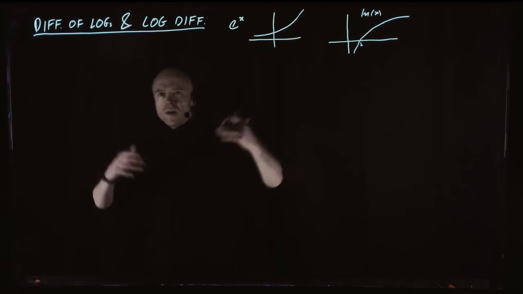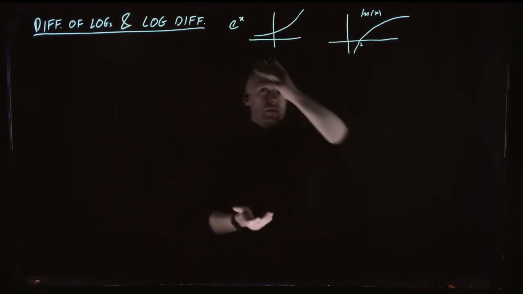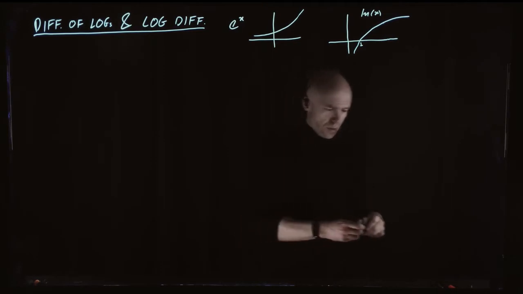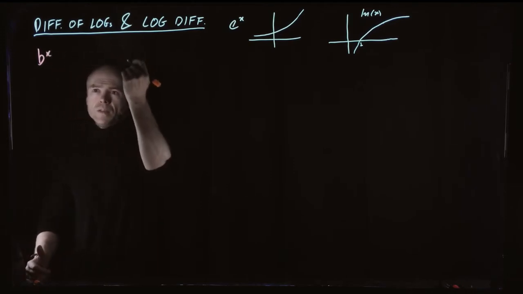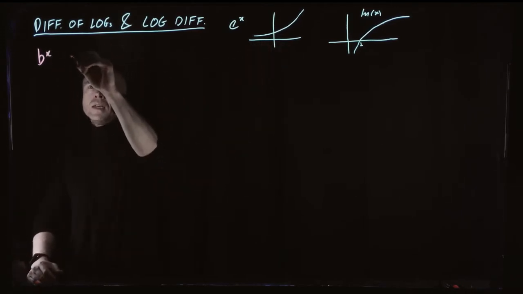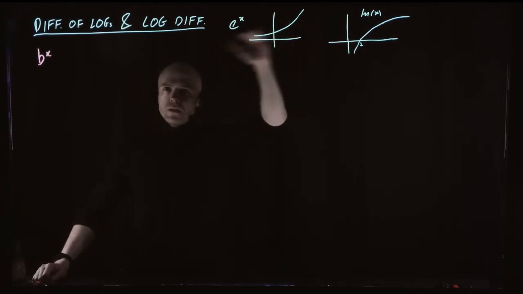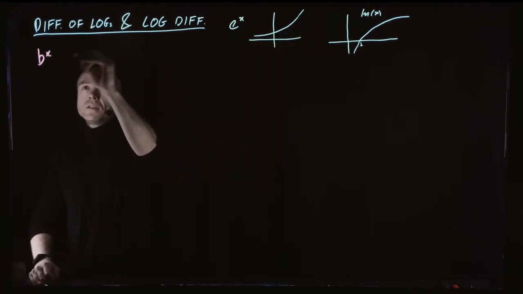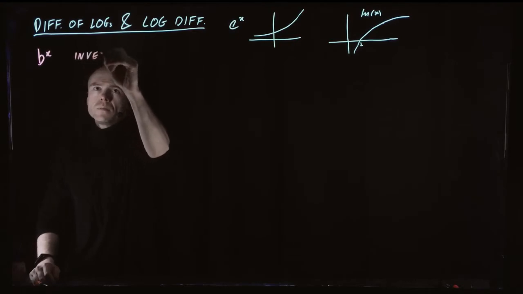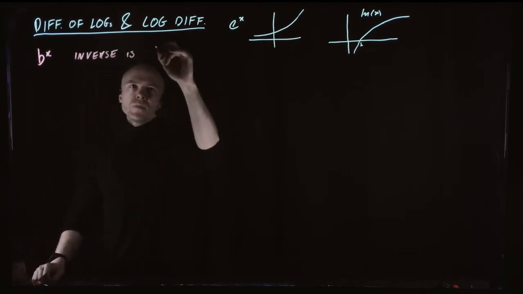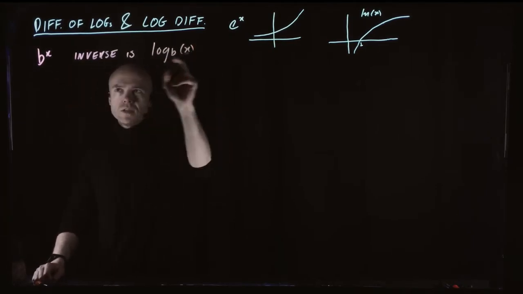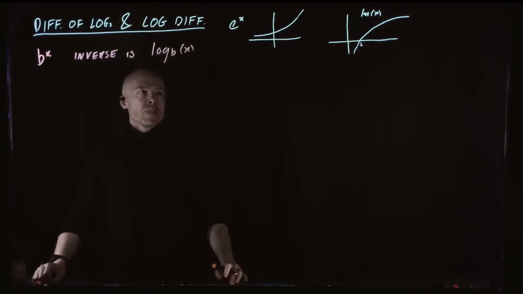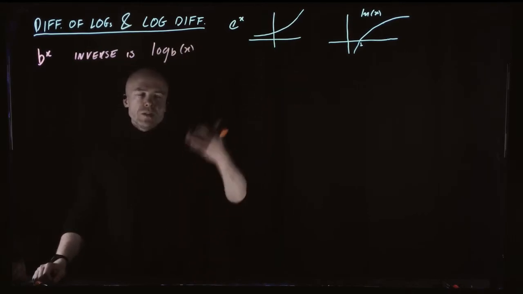And let's do it in greater generality, all in one go, because this is just a special case of b to the x, right? And b to the x has a graph very similar to this. And so it satisfies the horizontal line test. Every horizontal line only intersects it once. And its inverse is given by this function, log to the base b of x. This is all this is. It's just the inverse of b to the x.